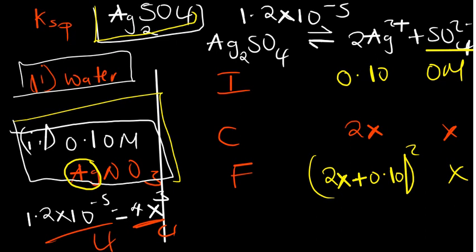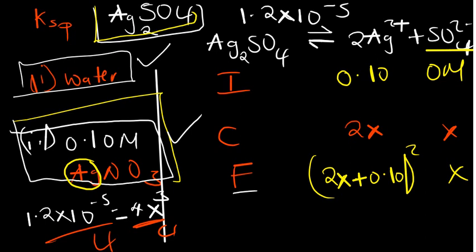We don't need to ignore the addition. Why are we not ignoring? Because we want to see the difference between a case where we have water and a case where we have the silver nitrate. We get to see the difference in solubility that we're going to have. Are we together? So find the value of x there.